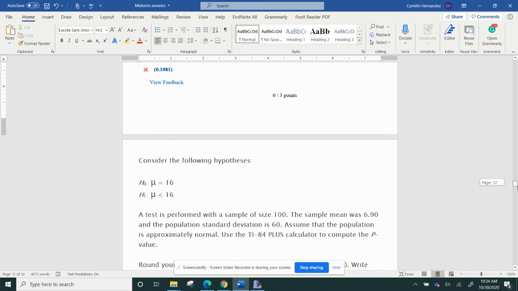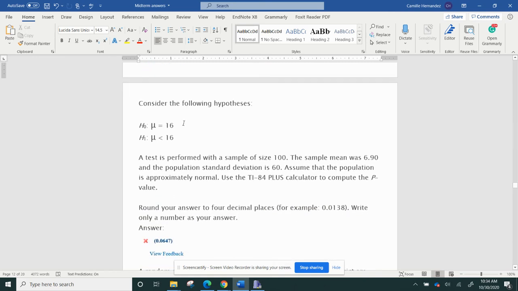All right, so let's keep going. Consider the following hypothesis. The mean equals 16 for the null, and the alternative is the mean is less than 16. A test is performed with a sample size of 100, and the sample mean is 6.9, and the population standard deviation is 60. Assume that the population is normal and calculate the p-value.